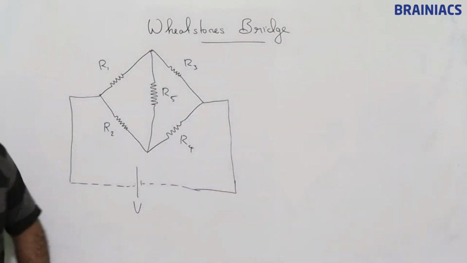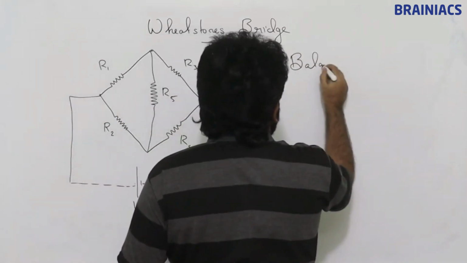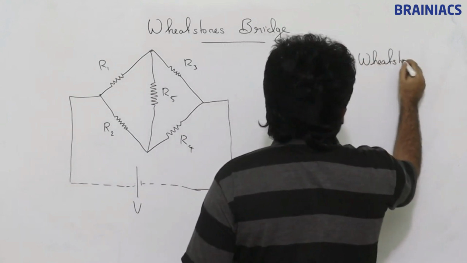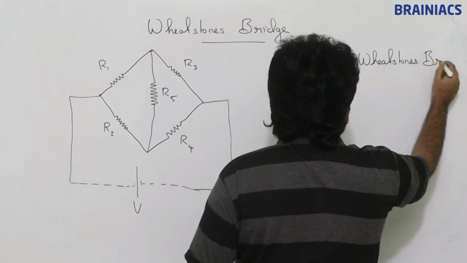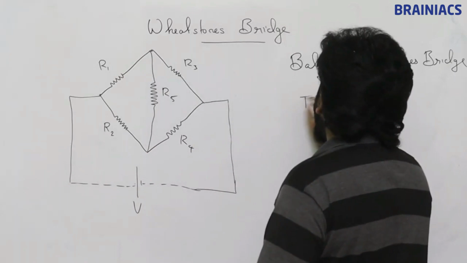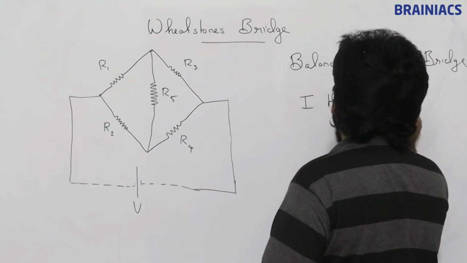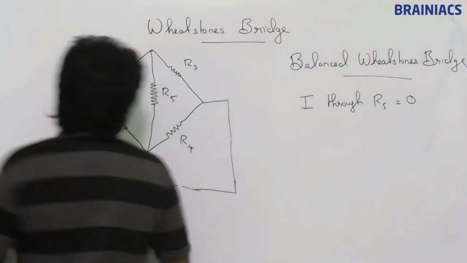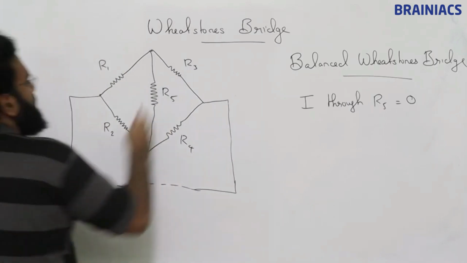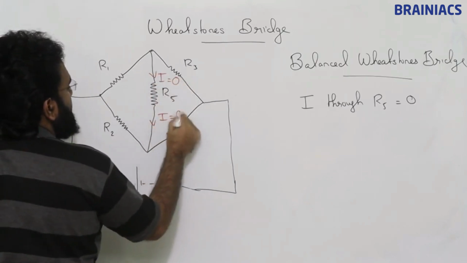Now here, for a balanced Wheatstone's bridge, the current through R5 will be equal to 0. Current through this will be 0. This is what the balanced condition is. So no current will pass through this.